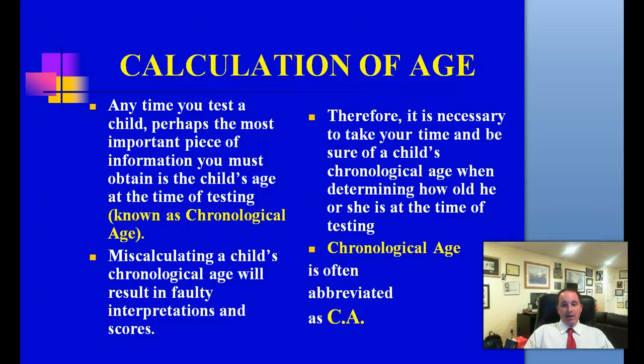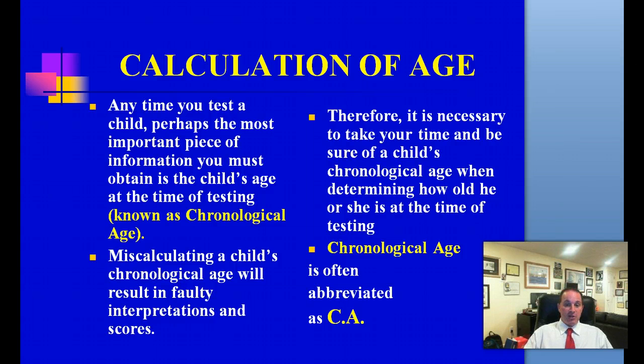Now, anytime you test a child, perhaps the most important information you have to obtain is the child's age at the time of testing. In a sense, how old is this kid when you're actually testing the child? And this is known as the chronological age of a child. Chronological age, very simply, is how old you are. So if you're sitting there and you're 25 years old, your chronological age is 25. If you are 40 years old, your chronological age is 40.